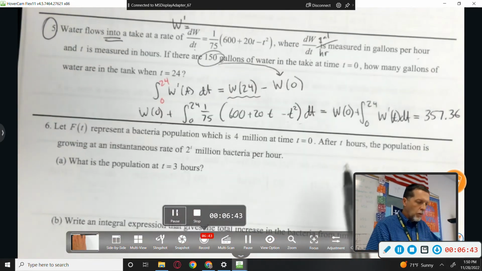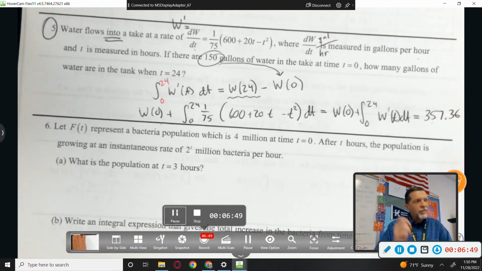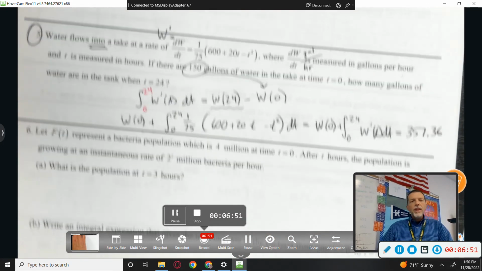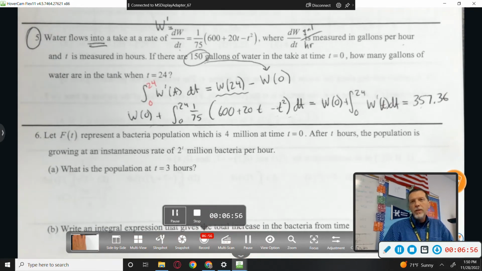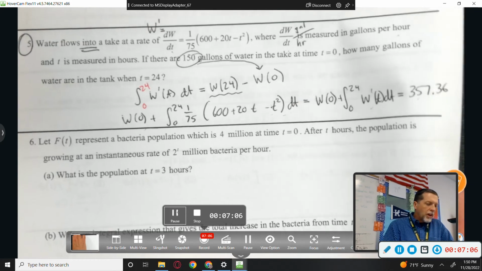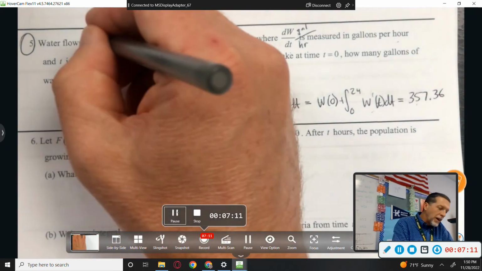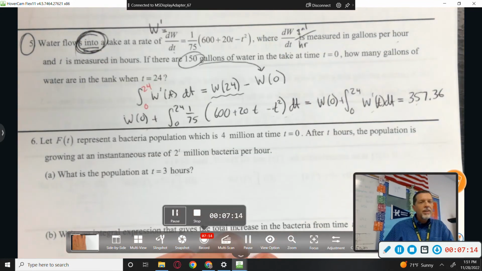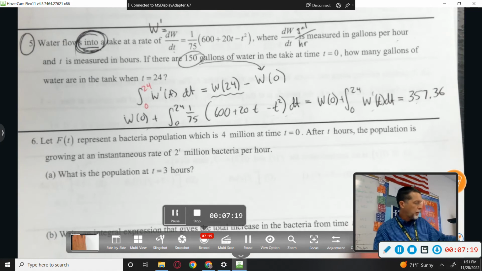357.36, which I think makes sense. We started with 150, we added a bunch, so we ended with more than 150. So I guess the nice thing, maybe the only nice thing about word problems, is usually you can know if your answers make sense. I shouldn't have a negative amount in a tank. I should have more than I started with, unless somehow the tank has collapsed. Although you have to be careful, you could have less than you started with if this thing was draining, in which case you have to be very careful about into and out of. So if it had said out of, then I would have to really be careful about the signs on this thing.